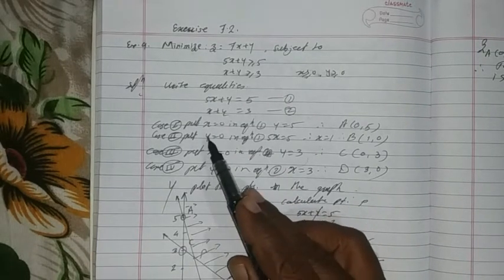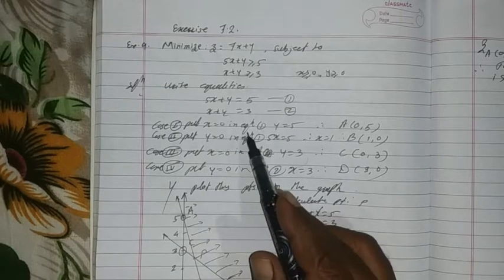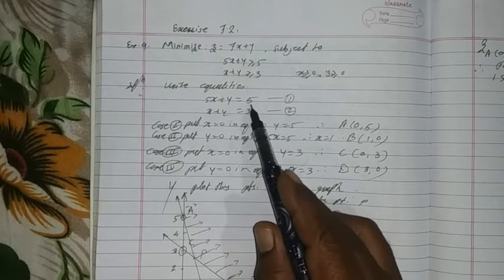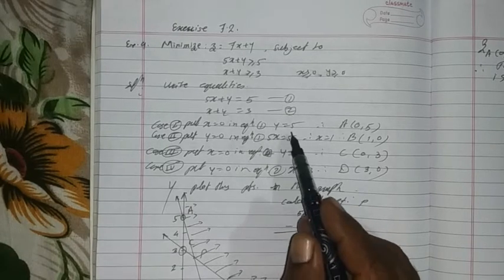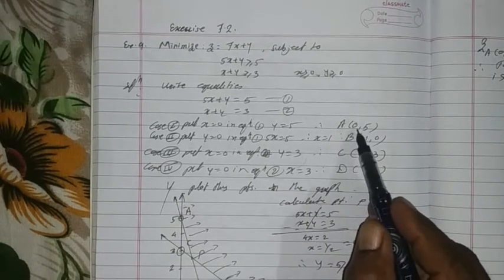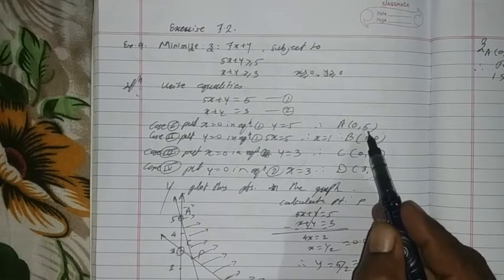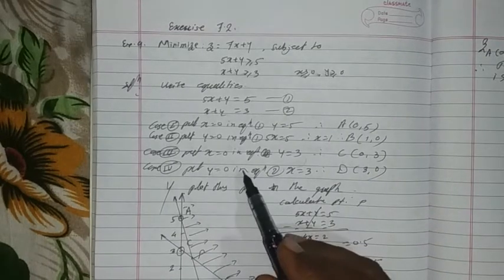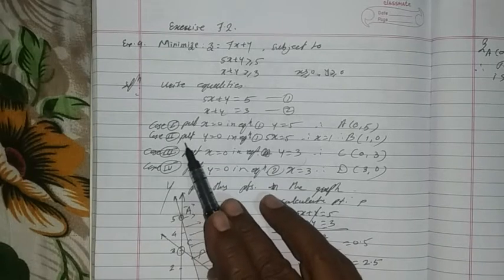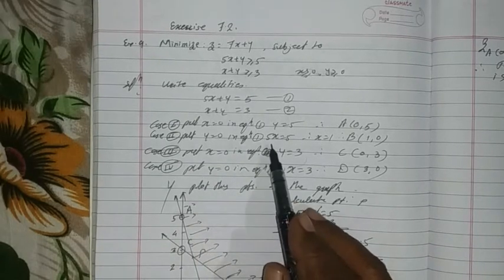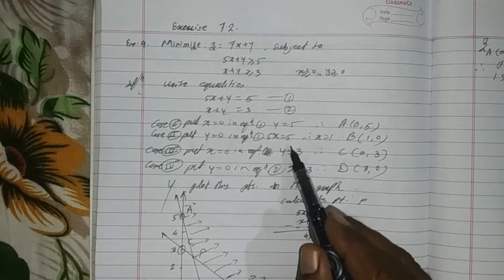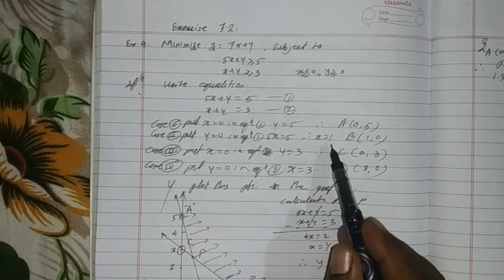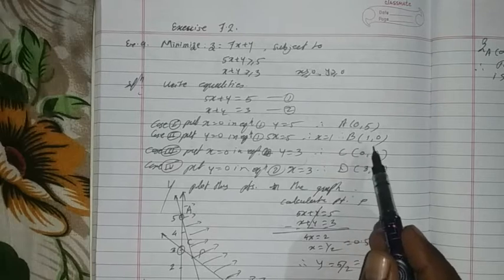First case, put x is equal to 0 in equation number 1. Therefore, we get y is equal to 5. That is a point. We have to write the x coordinate first and y coordinate second: A is 0, 5. Case second, put y is equal to 0 in equation number 1. That is 5x is equal to 5. Therefore, x is equal to 1. Therefore, B point is 1, 0.